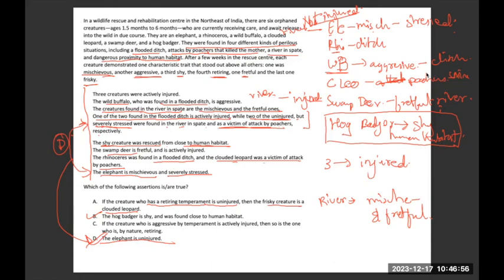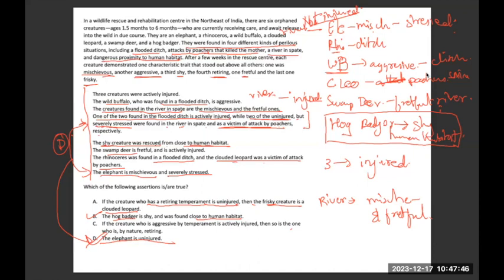After you assign these things, what you find is that the honey badger was the one which is shy, and you can find them in closer proximity to the human habitat. So the creature who has a retiring temperament is uninjured. Then the frisky creature is a clouded leopard. If the creature who has a retiring temperament is uninjured, then the frisky creature is a clouded leopard. And if the creature is aggressive by temperament, it is actively injured, and so is the one who is by nature retiring.